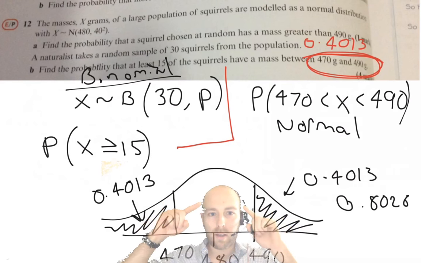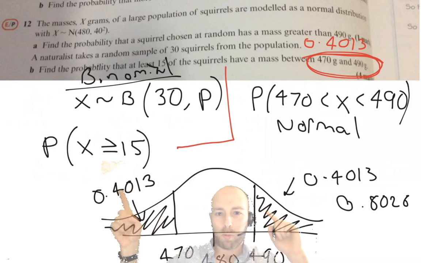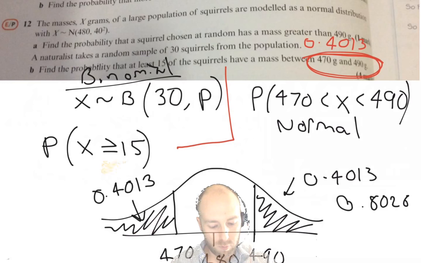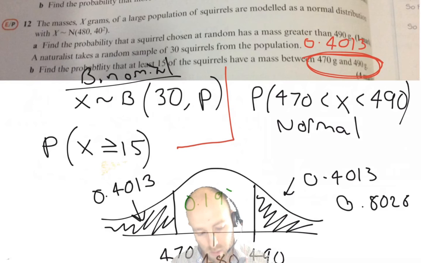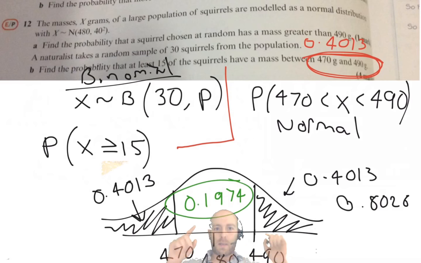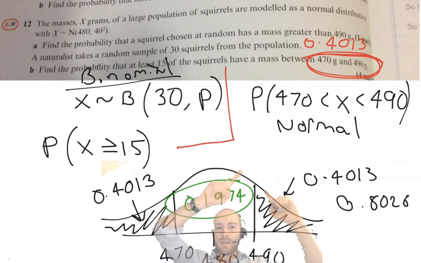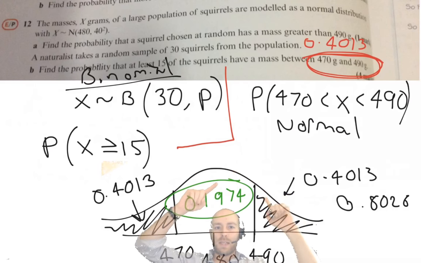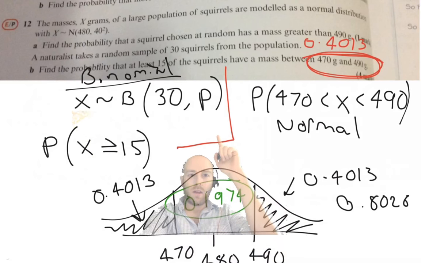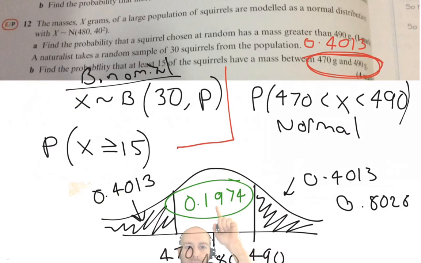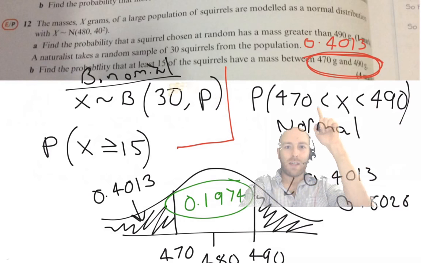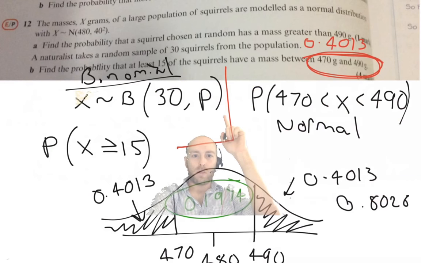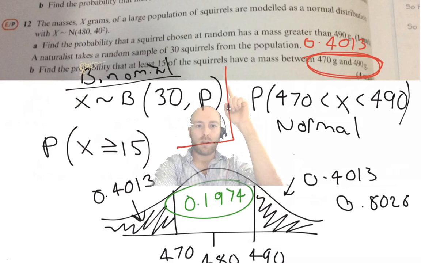So the middle bit is going to be 0.1974. So that is the probability the squirrel has a mass between 470 and 490, and that is the probability that we need for our binomial. So this is much easier, this probability which we are using for the binomial part of the question.